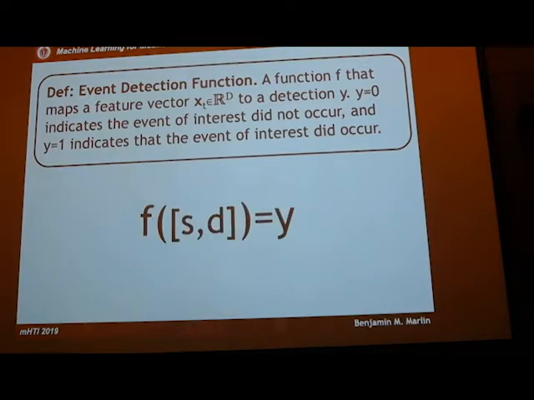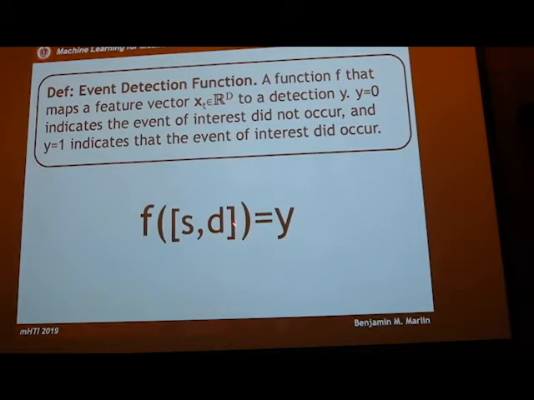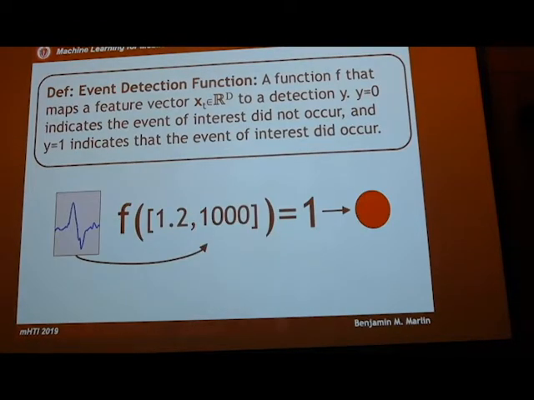So our function has to be able to take any value of stretch and any value of duration and return to us a decision about what was happening, right? Was the corresponding instance a puff or a non-puff? So that's, again, sort of the mathematical form of the thing that we want.